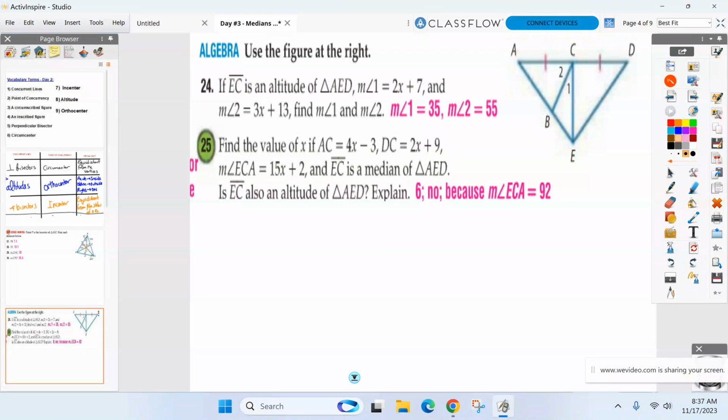So if EC is an altitude, it forms a 90-degree angle. Angles 1 and 2 add up to 90. We all would agree there. So I take angle 1, 2x plus 7, and add it to angle 2, 3x plus 13. Because an altitude forms right angles, that's what allows me to set it equal to 90. Nothing tells me they're congruent. Nothing tells me they add up to 180. It tells me it's an altitude, and I know altitudes form right angles, and right angles add to 90. So I am going to solve for x, plug it back into angle 1 and 2, and there we go.